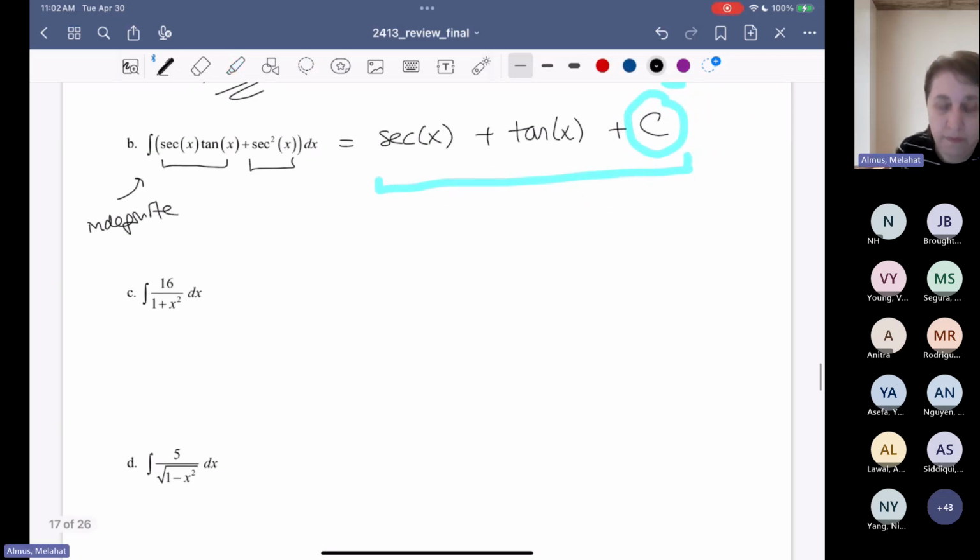Next. This is a quick formula problem. First, pull the 16 out and think about it. What is the function whose integral is this? Question there, Eric? You can use the chat box.